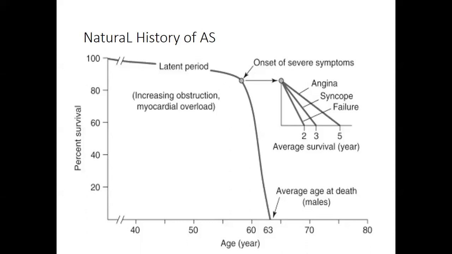So the patients who only present with angina have a better survival rate as compared to those patients who present with failure. Patients who present initially with heart failure have a low survival rate, that is 2 years after diagnosis, followed by those patients who present with syncope, and last those patients who present with angina, who have a survival rate of 5 years. So this is the typical natural history of aortic valve stenosis symptomatology.